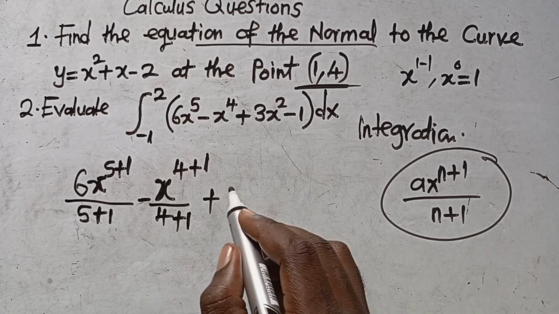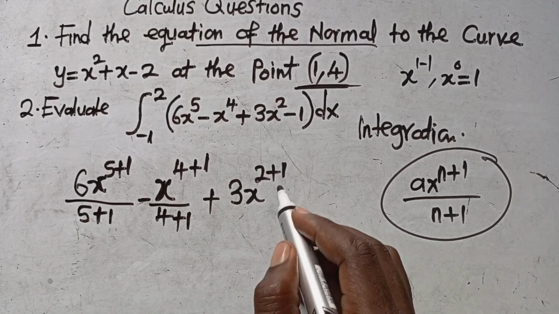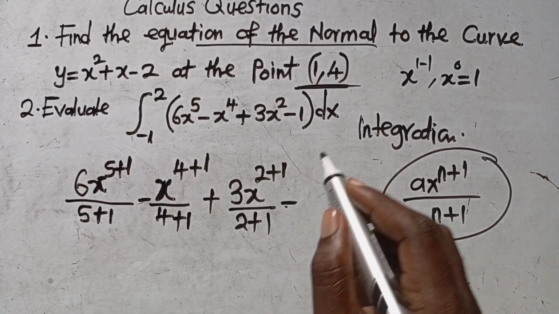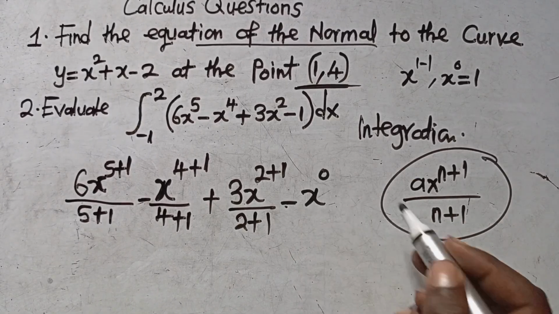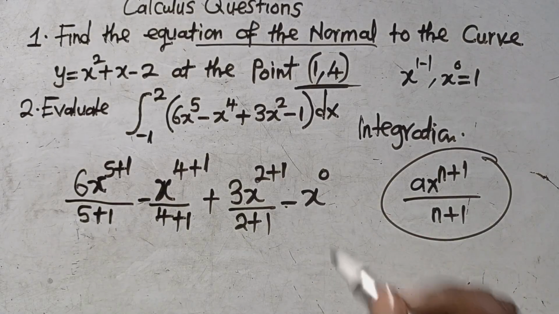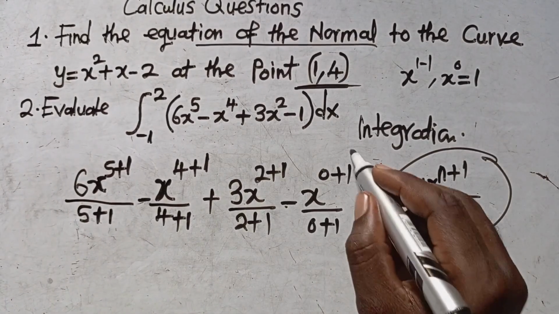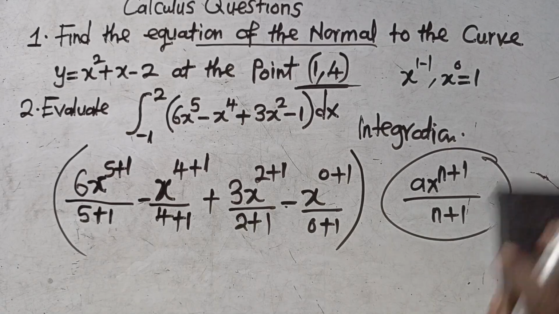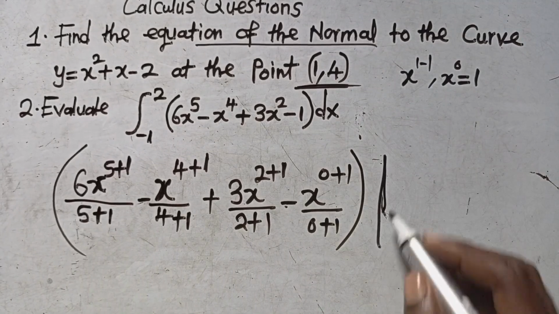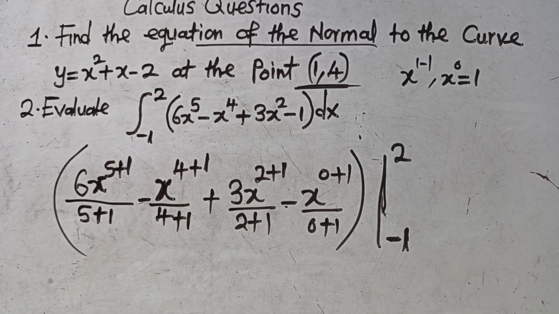Then I say plus, that is 3x squared. I say plus 1 over 2 plus 1. Minus 1 is just the same as x to the power 0. X to the power 0 is 1. So negative 1 will still appear. Then I just say plus 1 over 0 plus 1. I do this. The limits come this side. So I write the limits this side. I've got 2 and negative 1 there.